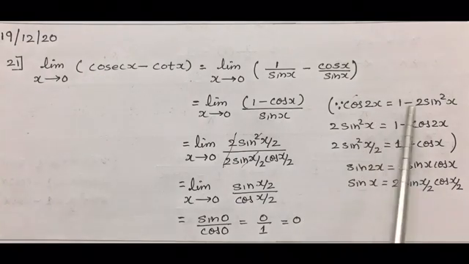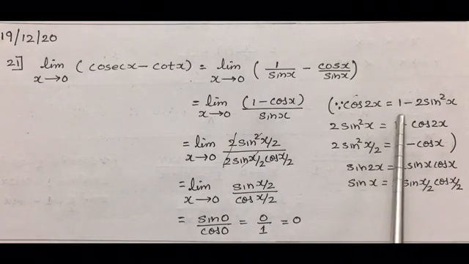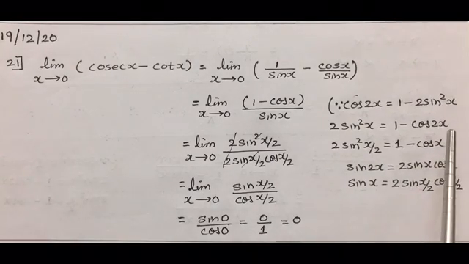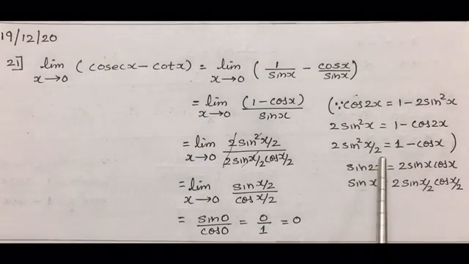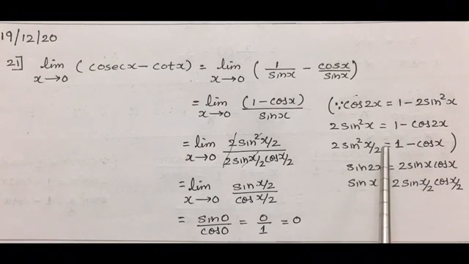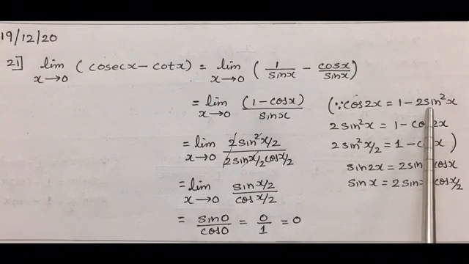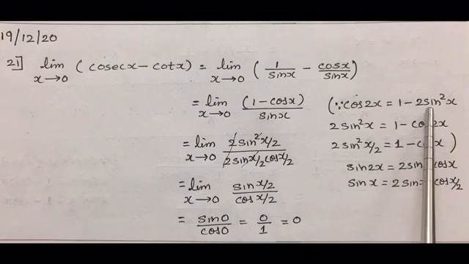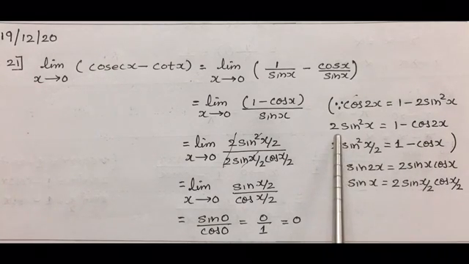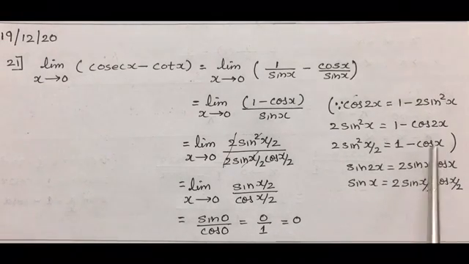Now we will make use of the formulas. Cos 2x is 1 minus 2 sine square x. These all formulas you have done in chapter 3, trigonometric functions. Shifting 2 sine square the other side and cos 2x towards RHS, we get 2 sine square x is equal to 1 minus cos 2x.